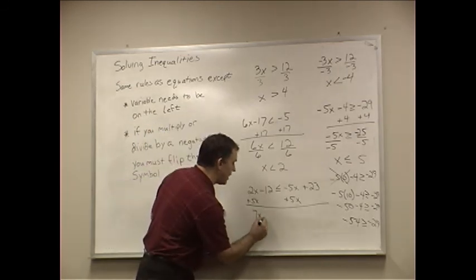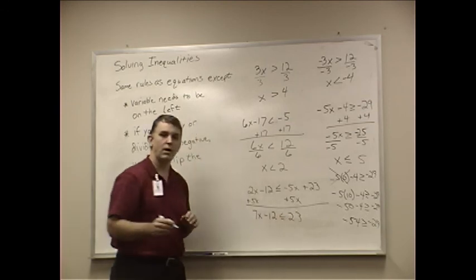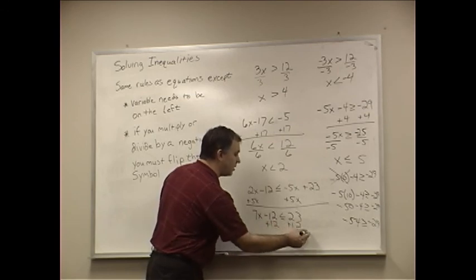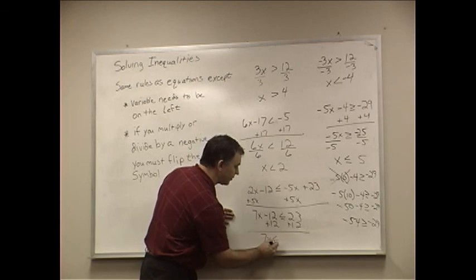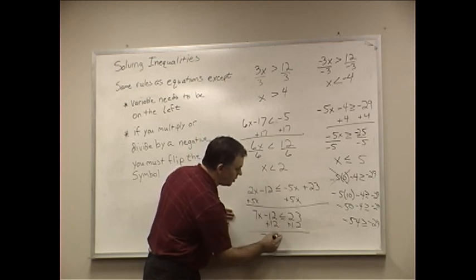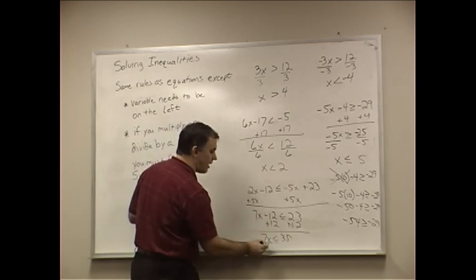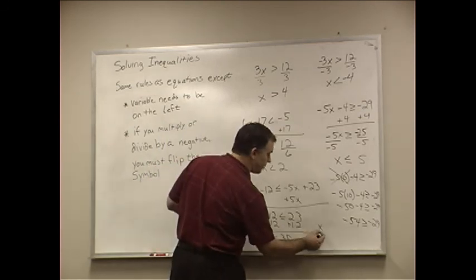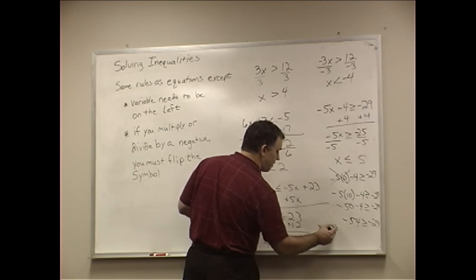That gives me 7x minus 12 is less than or equal to 23. Plus 12 to both sides. Getting low on the board here. 7x less than or equal to 35. Divide both sides by 7. Can't get any lower now, so I'm just going to write to the left here. x is less than or equal to 5.